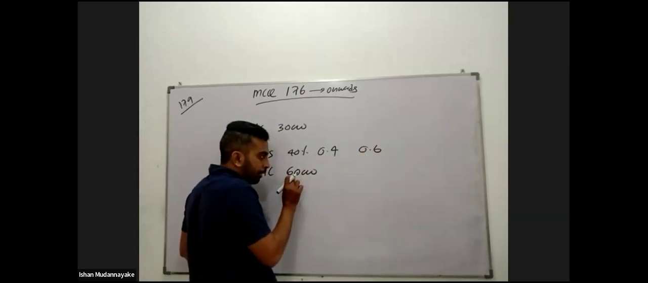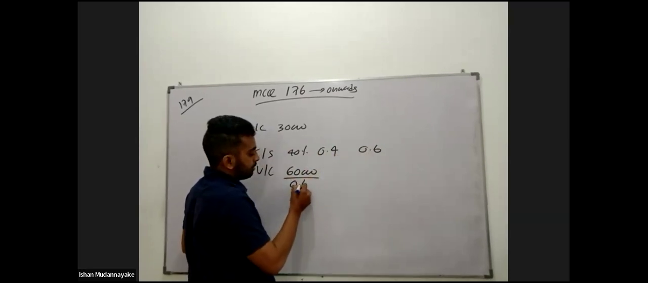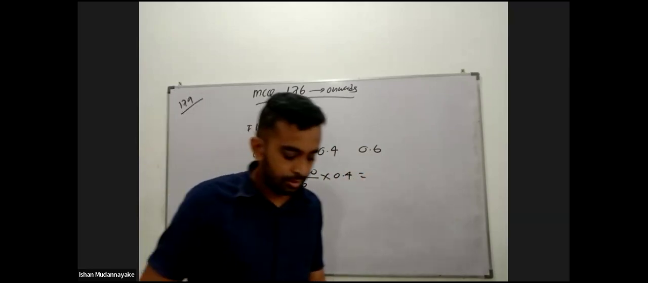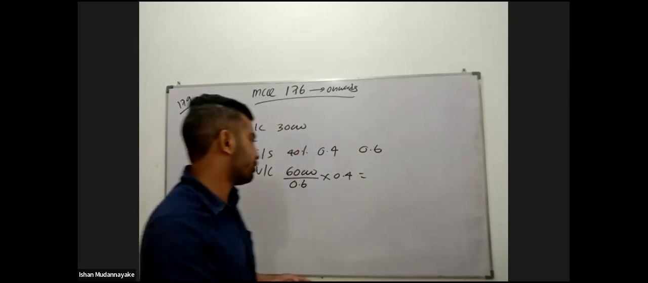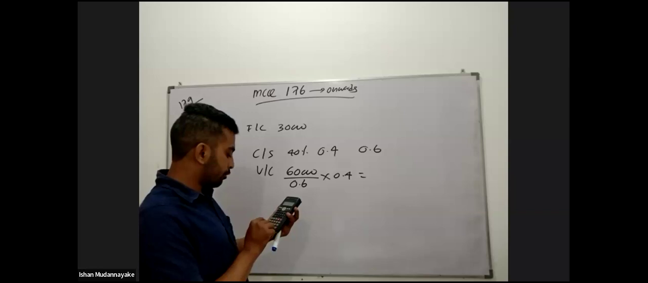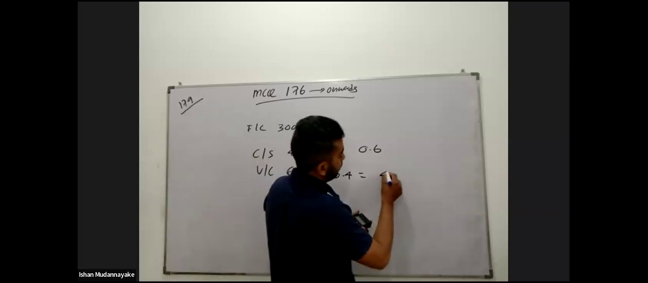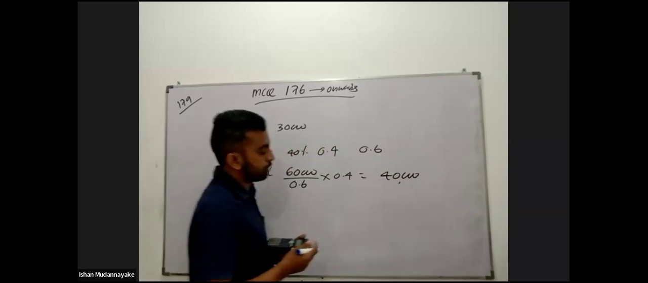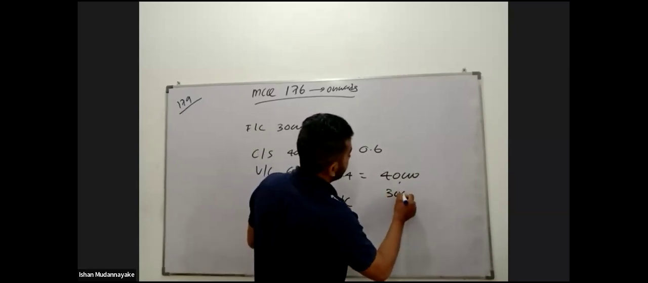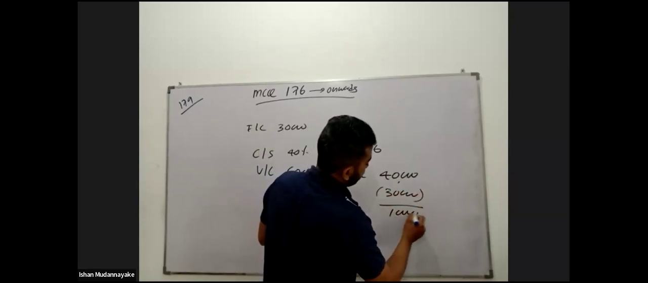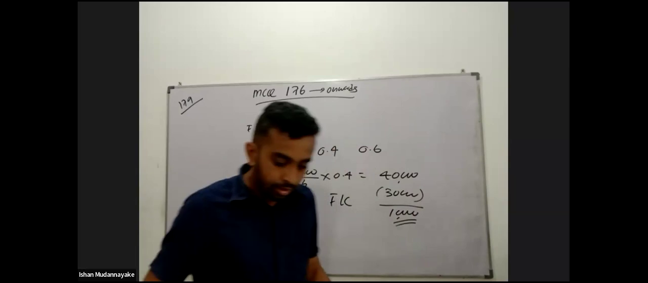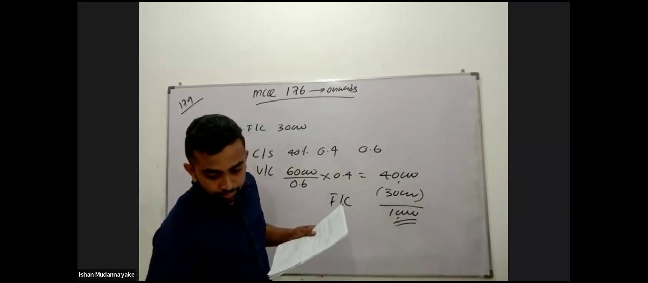Divide the variable cost by 0.6 and multiply by 0.4 to calculate the total contribution. From the total contribution, you can deduct total fixed cost. 60,000 divided by 0.6 is 100,000, into 0.4, 40,000. Total contribution 40,000. Total contribution minus fixed cost of 30,000, then profit of the business is 10,000. Answer for question number 179.